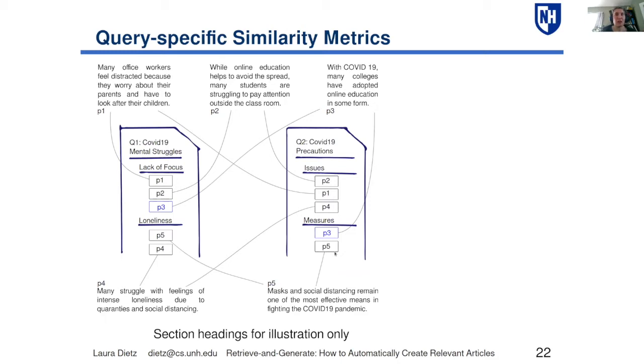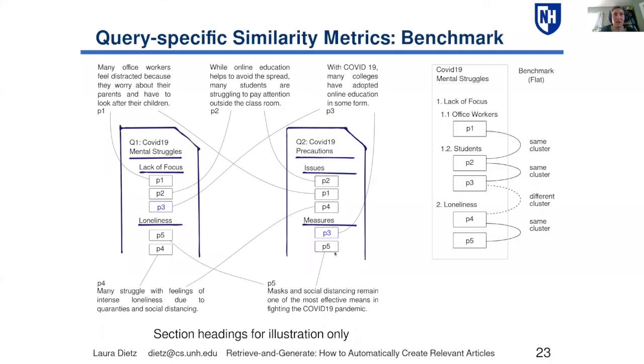Okay, so how can we bring the query into a clustering? First, the question is where do we get a ground truth that we could use for training and evaluation? Well, if we have these articles, which we have in year one, we just take these headings and say every top level heading would be one cluster. Then we know which paragraphs are in there, and whenever two paragraphs are under the same heading, they should be clustered together.